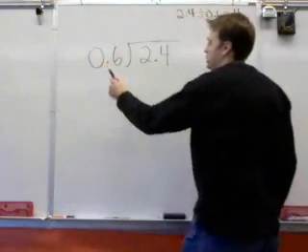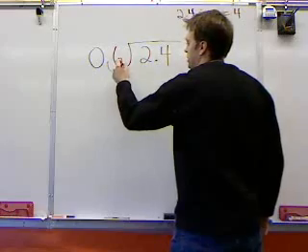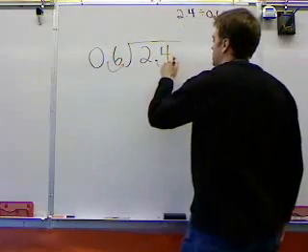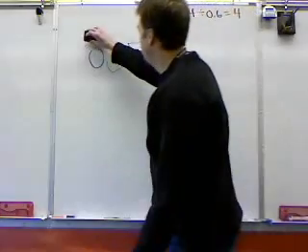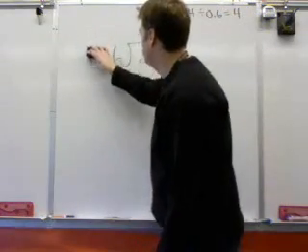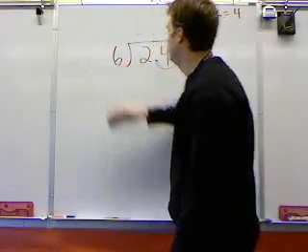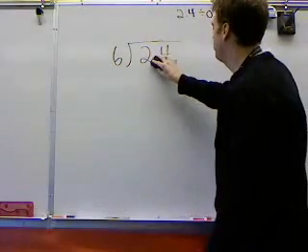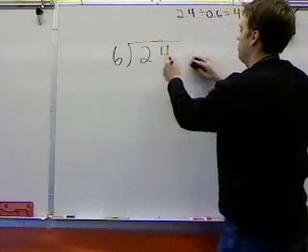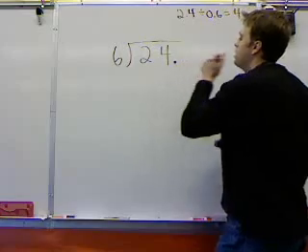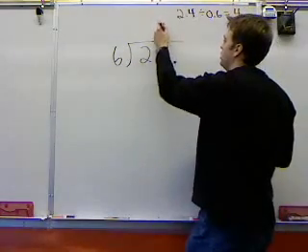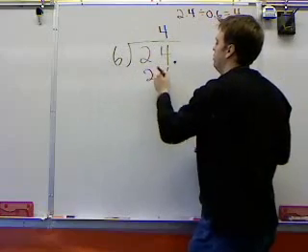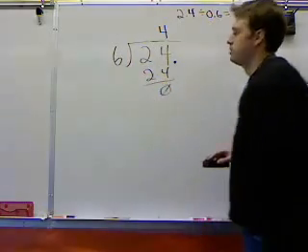So what I'm going to do is I'm going to simply take this decimal and I'm going to move it one place to the right, which essentially gives us a new equation. It changes it from 0.6 to 6, and from 2.4 to 24. And when we do 6 into 24, we can tell that it goes in a total of 4 times.